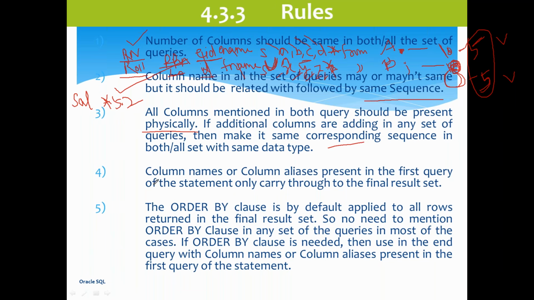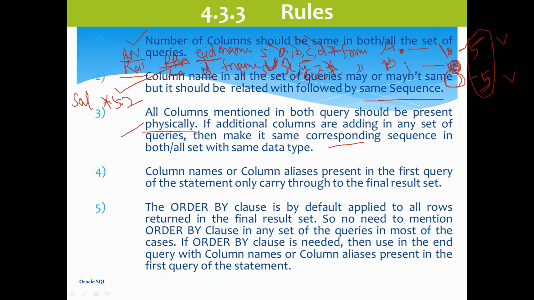Okay, so that is the third rule. The fourth rule is that column names or column aliases present in the first query of the statement only carry through to the final result set. Here we have given column names A, B, C, D, first, second, third, fourth, and after the set operator we have given X, Y, Z, T. So whenever it takes the result output, which column names will it give? XYZT or ABCD?